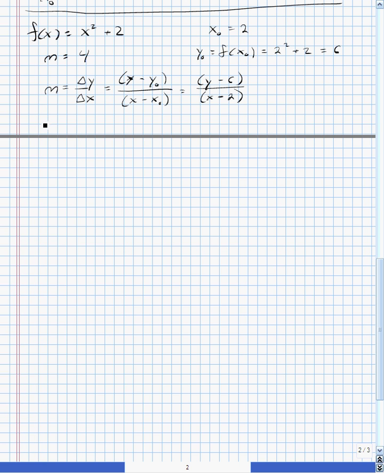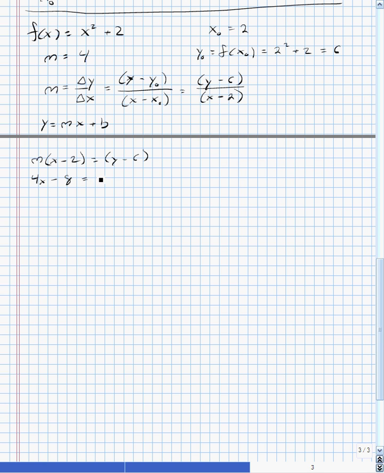Now when we find the equation of a line, we normally have it in the form y equals mx plus b, where m and b are constants. So we'll change this into that form. First we'll multiply over the denominator, so we get m times (x minus 2) is equal to y minus 6. Remembering that m is equal to 4, we can distribute it in, so we get 4x minus 8 is equal to y minus 6. Moving the 6 over to the other side, we get 4x minus 2 is equal to y, or the equation of the tangent line is y equals 4x minus 2. That's the final equation of our tangent line at the point x equals 2.